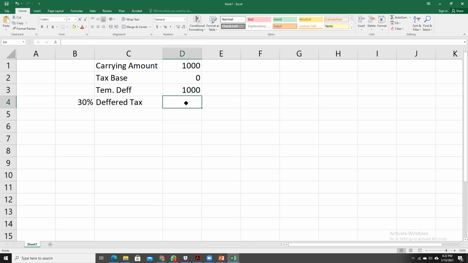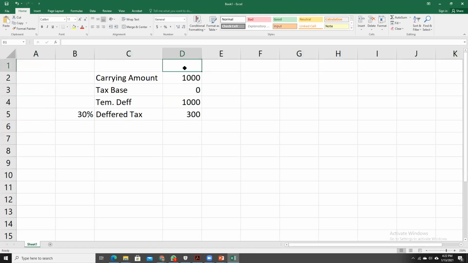Yesterday I spent one hour to understand this concept. Deferred tax, 300. How do we get it? Temporary difference 1000 into tax rate 30%. Good, very good.